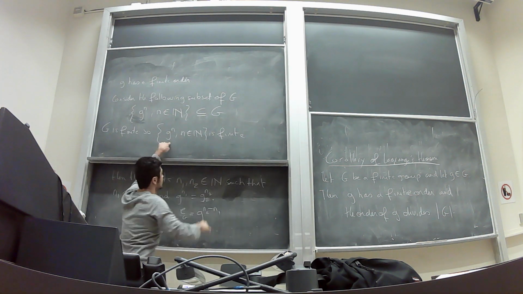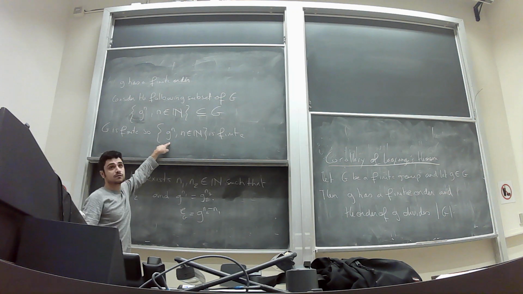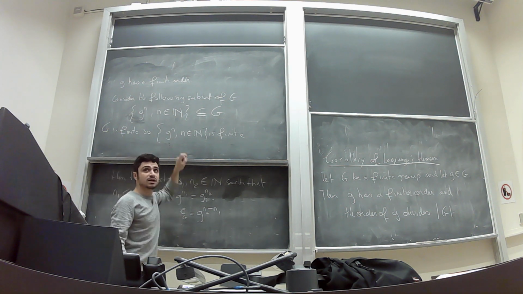Consider this set. This is a subset of G. Now, it must be a finite set, so it must contain repetitions, because if all elements are distinct, then you would get an infinite set.